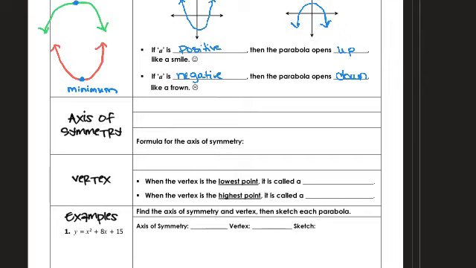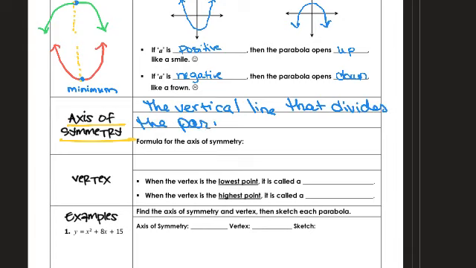And there's an imaginary line that runs through the middle, like an X value, the X value of this point, right? And that line is the axis of symmetry. So the official definition we're using here is the vertical line that divides the parabola into two equal parts.